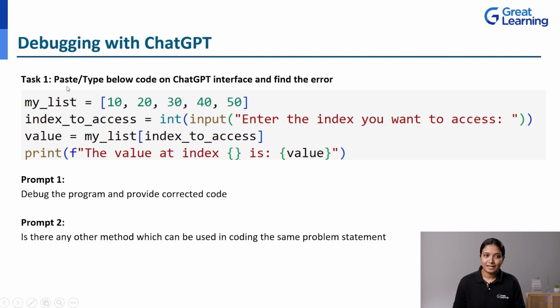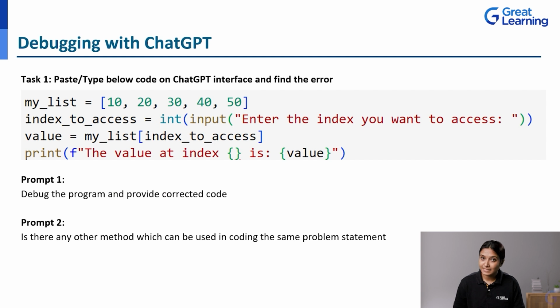So task number 1, I am trying to copy or type or paste this particular code which is present here. If you want to know what the error is, I can say it is an index error actually. Let's see whether GPT will recognize the index error and debug the program and provide corrected output, which is the first prompt we will ask ChatGPT to do. And the second one, is there any other method which can be used in order to solve the same problem statement? This also we will try to ask the ChatGPT interface in the debugging aspect, right?